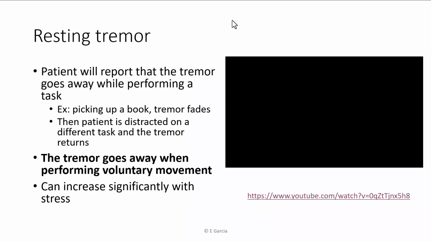So next we come to resting tremor. Again, this is a tremor that goes away when they're actually using the arm for a task. In other words, when the arm is at rest, there's a tremor. When they're in motion, it's not there. So reaching to pick up a book, the tremor fades. Then they do something else and their hand is at rest on the desk, the tremor returns. Okay? So the tremor goes away when performing voluntary movement. Let's go and take a look at that here. I'll get another video up.